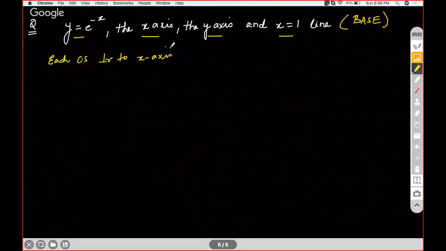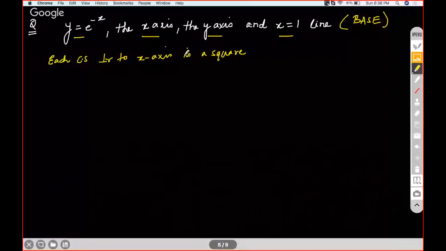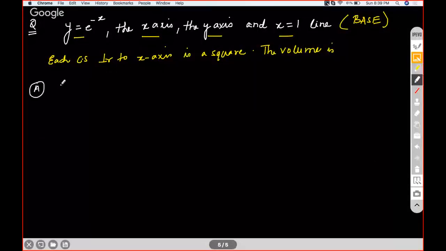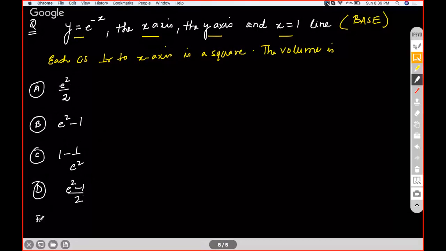Then the volume of the solid generated is: option A, e square by 2. Option B, e square minus 1. Option C, 1 minus 1 upon e square. Option D, e square minus 1 by 2. And option E is half of 1 minus 1 by e square.